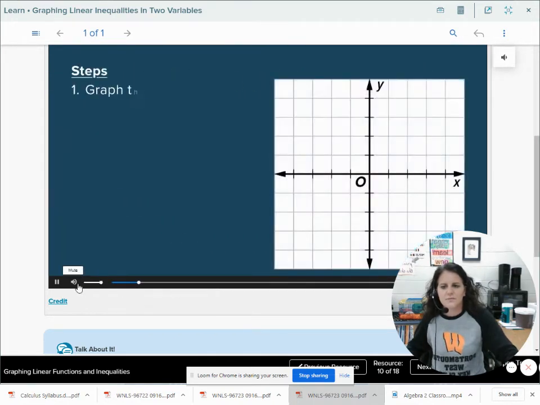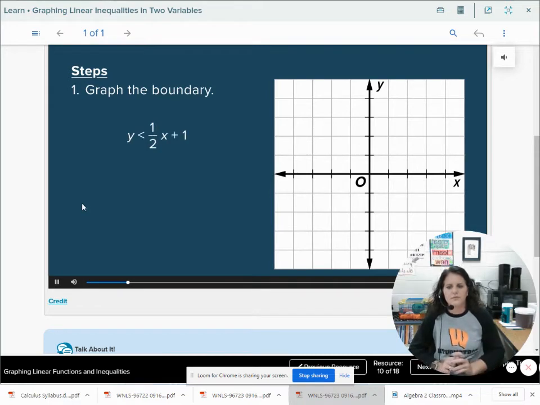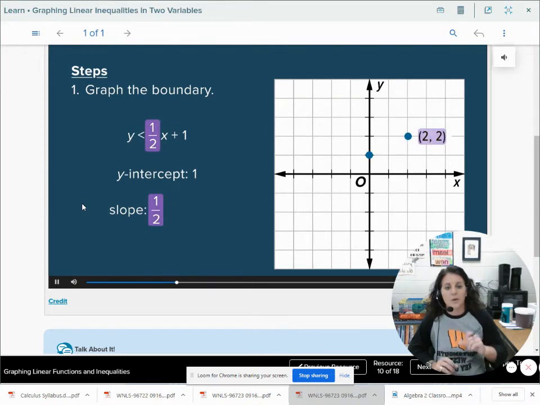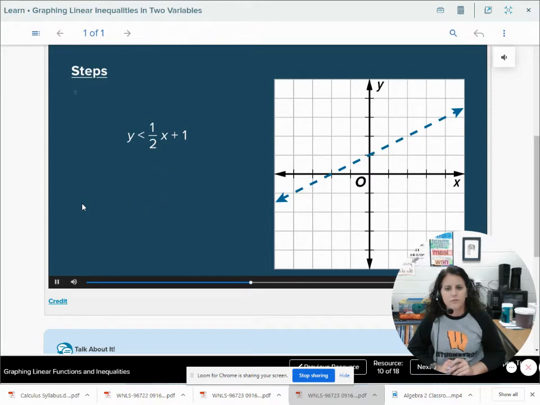To graph a linear inequality in two variables, begin by graphing the boundary. So we went up 1 over 2 using the slope. Use a solid line for an inequality that includes a less than or equal to, or a greater than or equal to symbol. Use a dashed line for an inequality that includes a less than or a greater than symbol. Next, use a test point to determine which half plane should be shaded. Selecting 0, 0 as a test point often makes calculations easier.